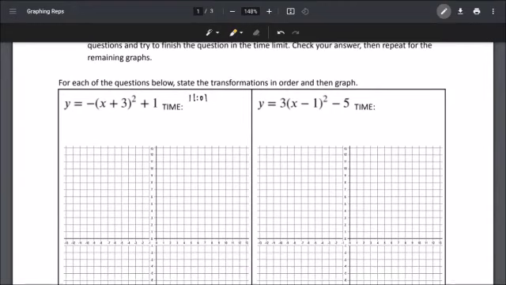Okay, so we're going to do the transformations first in order. This is going to be a vertical flip. You can call that a vertical reflection if you want to. We're going left 3, apologies.